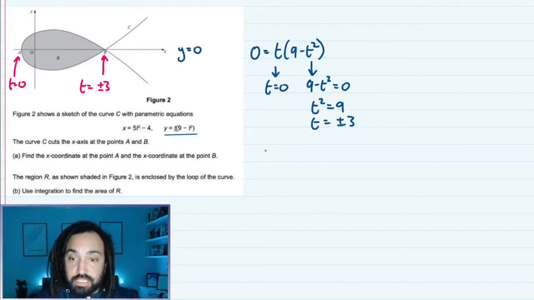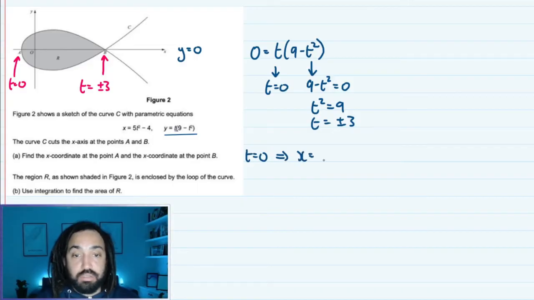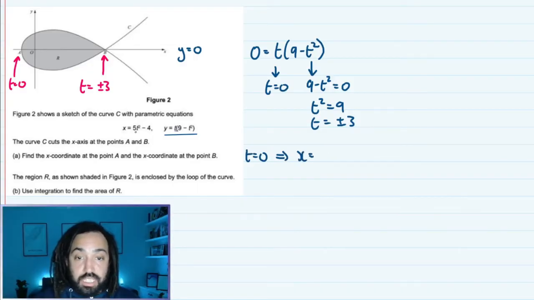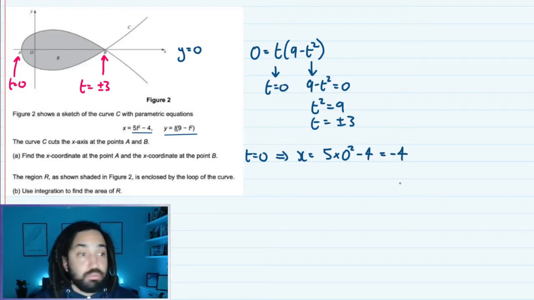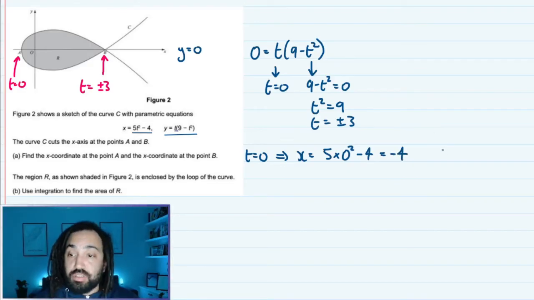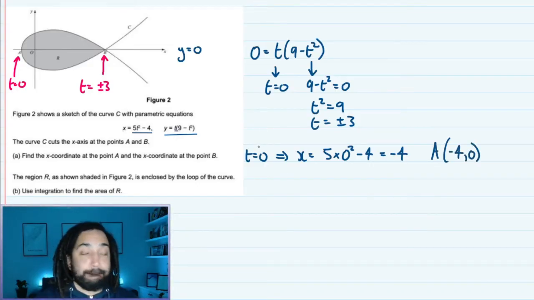Let's confirm that suspicion. Let's start with t equals 0, which implies that x equals... what's the x equation? We're going to take the t and square it, multiply by 5, and then minus 4. So we're going to get minus 4. That must be a, because it's negative as well. So it's minus 4, 0 for a.